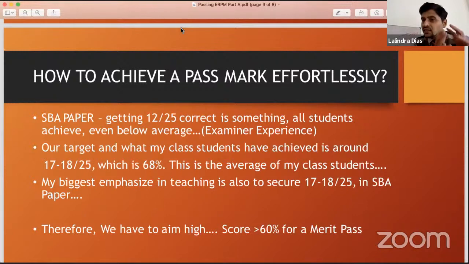So our target is first to secure the pass mark, then to get the merit position. Single best answer questions are very important. We should somehow get 17 to 18 out of 25. We'll be training for that.